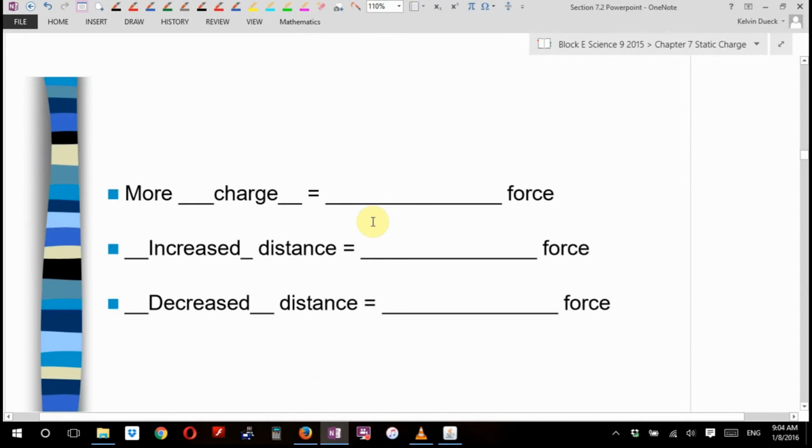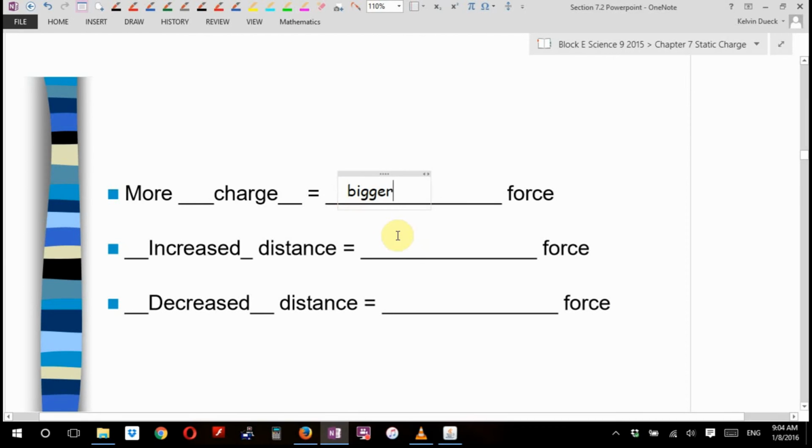What if you had more charge? Do you think if you had a bigger charge, would that make the force bigger, smaller, or stay the same? What do you think? Bigger, yeah, because if one charge is exerting a force, two charges would be twice the force. Three charges would be three times the force. So more charge equals bigger force, or more force, stronger force.